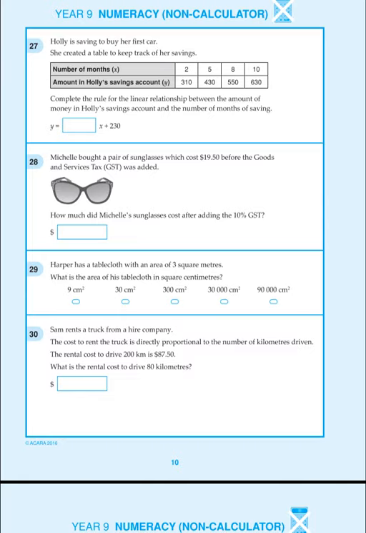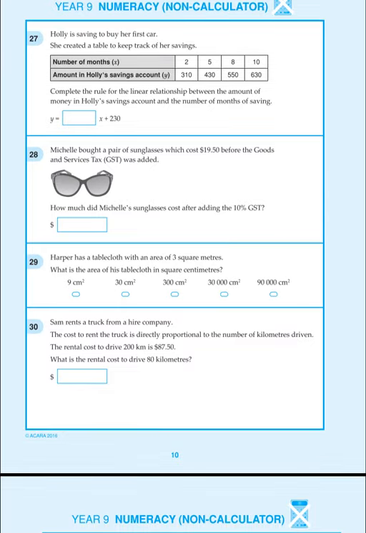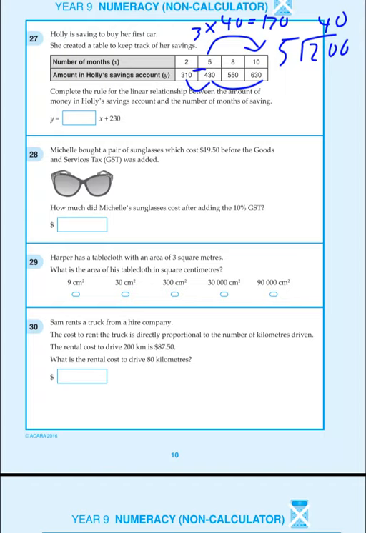Rule for the linear relationship. Well, if we look from 5 to 10, it's 5 months, and it's actually gone up $200. So that tells me that 200 divided by 5, which is 40, is a pretty important number. And I can test that out as well by looking at the difference between 5 and 2, which is 3 months. 3 months times 40 bucks each is 120, and that is the difference between those two.